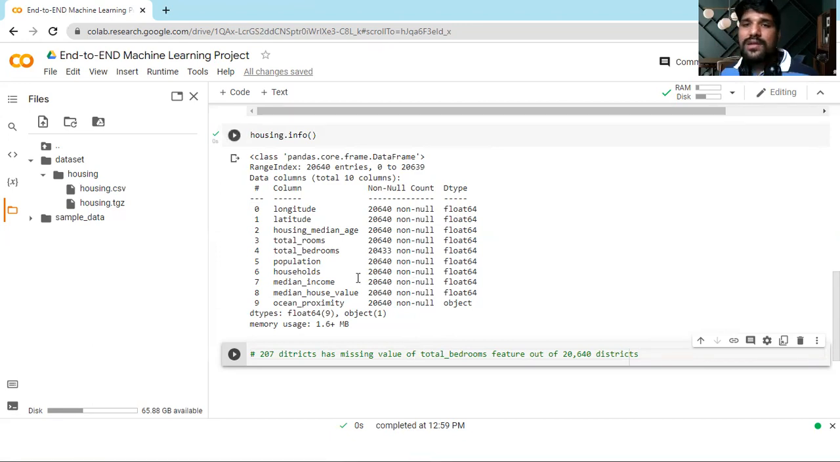So 207 districts don't give any information for total bedrooms. How to treat such null values, we will see later. We are not going to touch them now, since our agenda here is just to understand the data.